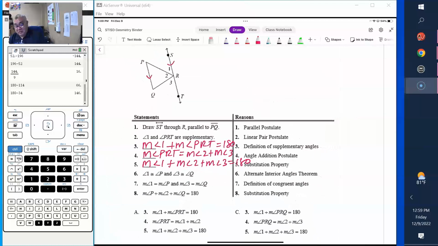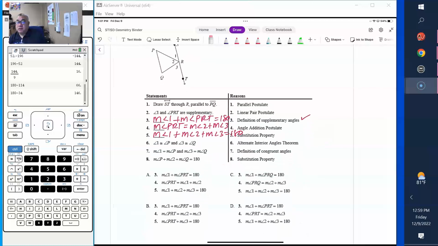So what I did first is I said that this angle plus this entire angle are supplementary. They're a linear pair. The next thing is I indicated that angle PRT is made up of angle 1 and angle 3. It's made up of those two angles. That's angle addition postulate. And then the last reason here for number 5 is substitution. So that proves that angle 1, angle 2, and angle 3 is equal to 180. So which one shows that? I think it's D. The answer to this is D.